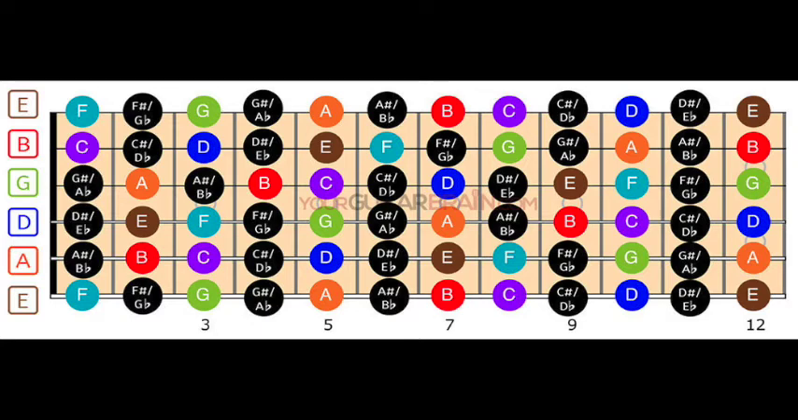A whole step or whole tone up from F is a G. A whole step or whole tone up from G is an A. A whole step or whole tone up from A is a B. And a semitone or half step, which is the note right next to it, is a C. So you see, I'm going slow so that I don't lose you and confuse you.